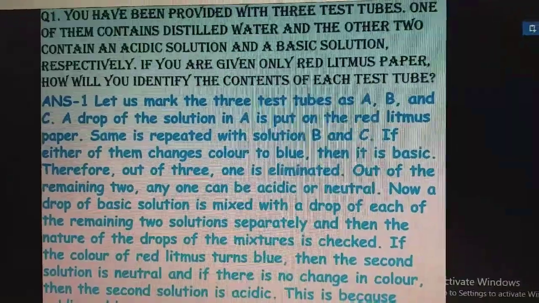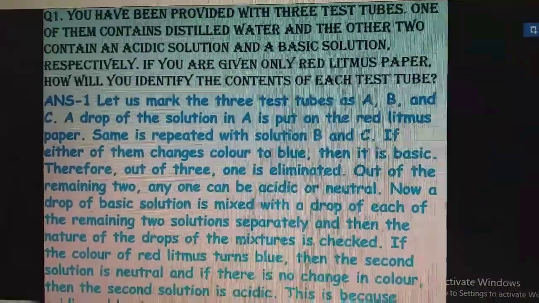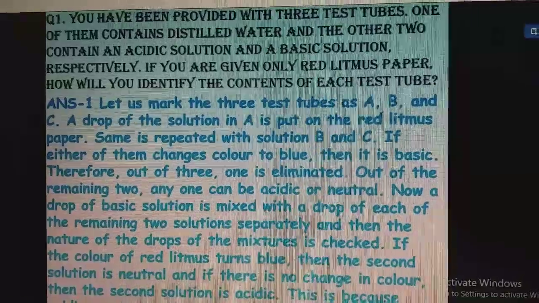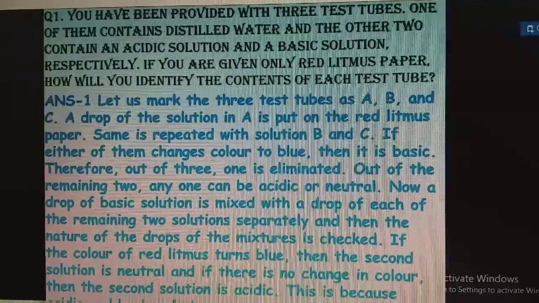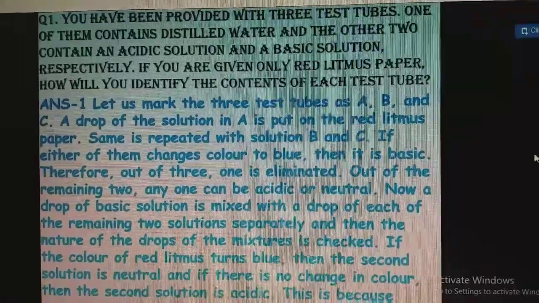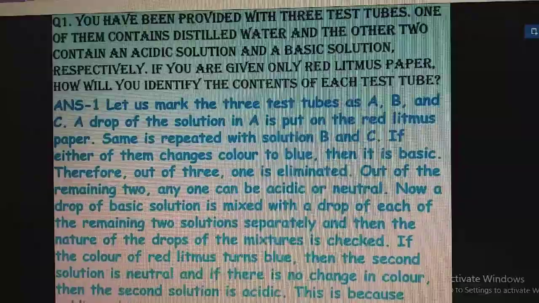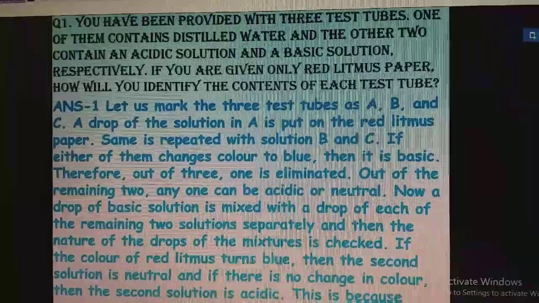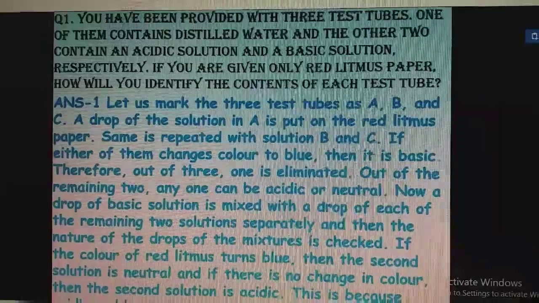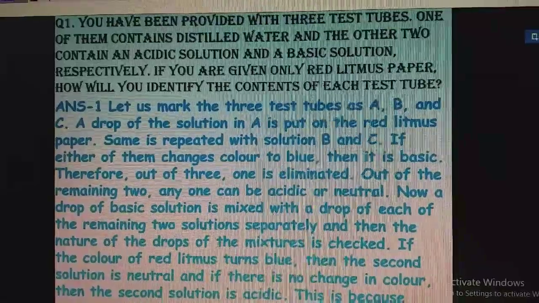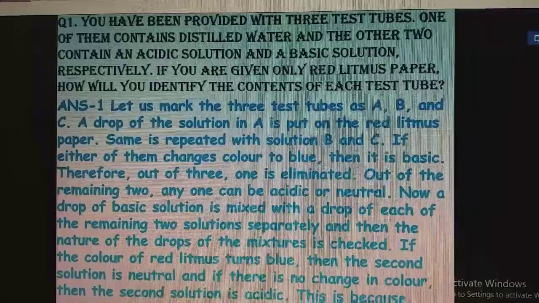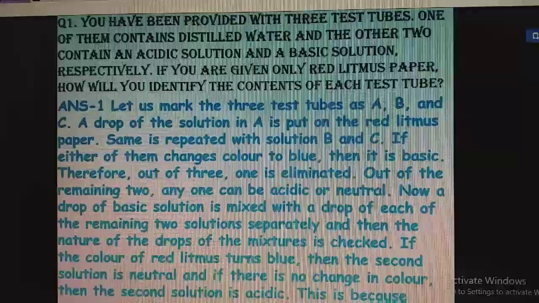One activity is given here. You have been provided with three test tubes. Suppose you take them as A, B, C, and one of them contains distilled water and the other two contain an acidic solution and a basic solution respectively. So the first test tube you are taking distilled water, the second test tube acid, the third test tube base. If you are given only red litmus paper, how will you identify the contents of each test tube?